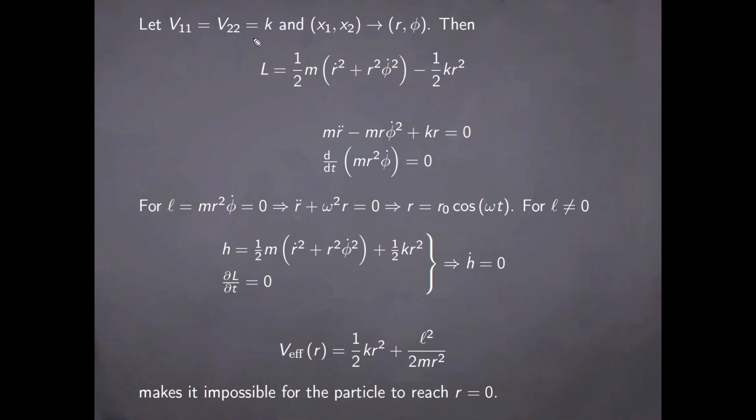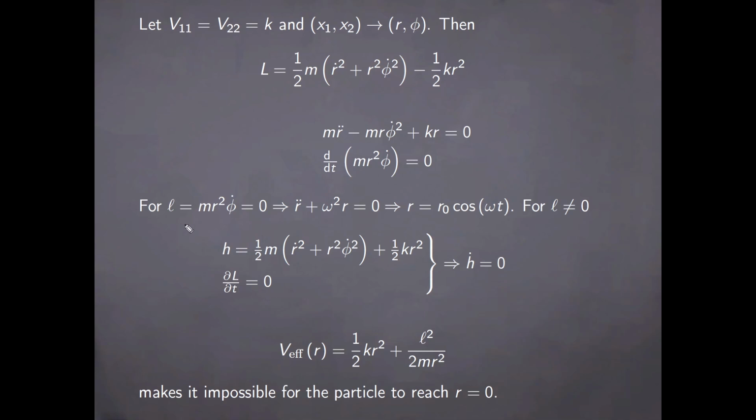Now, if we make it isotropic, so if we let the diagonal components be equal, then we can change the representation from Cartesian to polar coordinates. So we can rewrite the Lagrangian in polar coordinates as shown here. And if we calculate the equations of motion, we obtain the two well-known results: the radial equation here and an equation corresponding to the conservation of angular momentum.